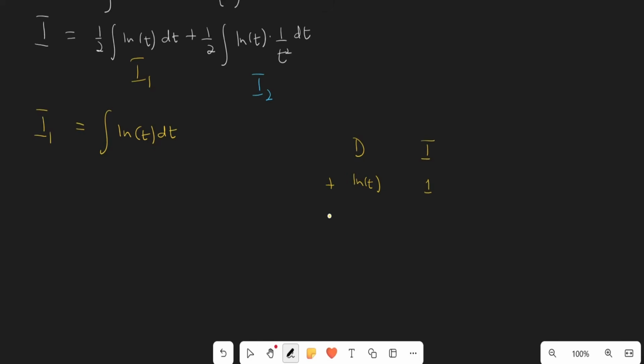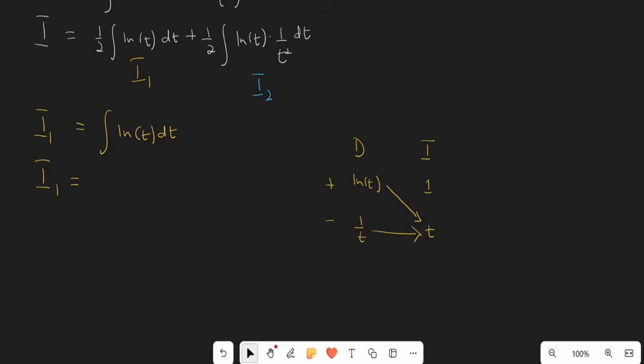So plus, next one is minus. Differentiating ln of t is 1 over t, and integrating 1 in the t world is t. So when we multiply terms diagonally, there is no integral, but when we multiply terms horizontally, we have to take the integral. So this has become trivial.